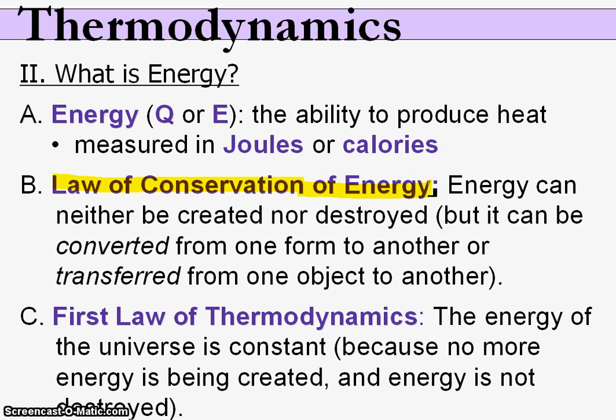It's basically saying that energy is not created or destroyed. It can just be converted from one form of energy to another, or transferred from one object to another. But energy is never going to disappear or come out of nowhere. This is also stated in the first law of thermodynamics. There are many laws of thermodynamics, but the first one states that basically the energy of the universe is constant.